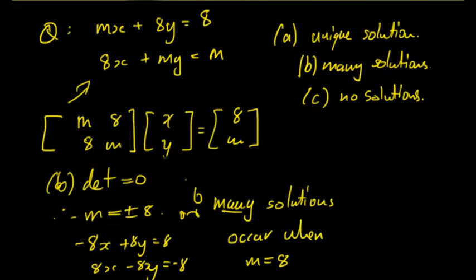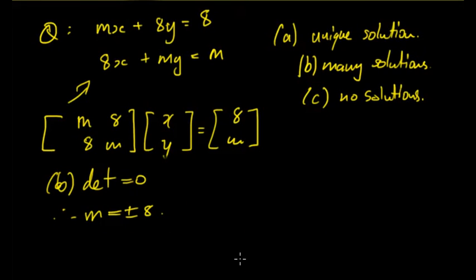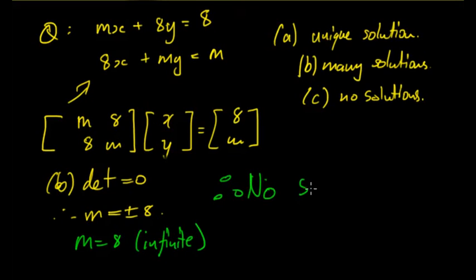Then what about no solutions? Well, no solutions occur when the determinant is equal to 0, so that's m equals plus or minus 8. Then we have to sub that back in to see if it's many solutions or no solutions. We found that when m equals 8, that was infinite, but when m equals negative 8, the equations were different. Therefore, there are no solutions when m is equal to negative 8.